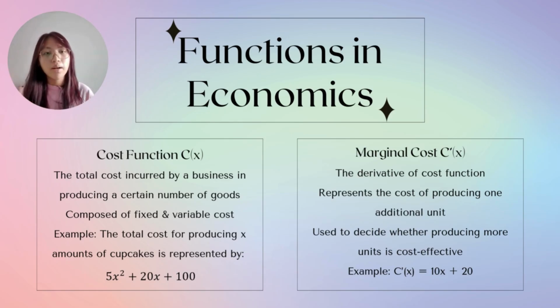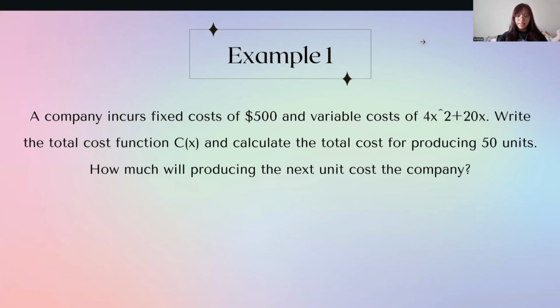And then up next, we have marginal cost, or C'(x). So marginal cost is the derivative of the cost function, and it represents the cost of producing one additional unit. This can be used to decide whether producing more units is cost effective or not. For example, from the previous cost function, the derivative of that cost function, the marginal cost function, will be 10x plus 20. Now, let's take this as an example.